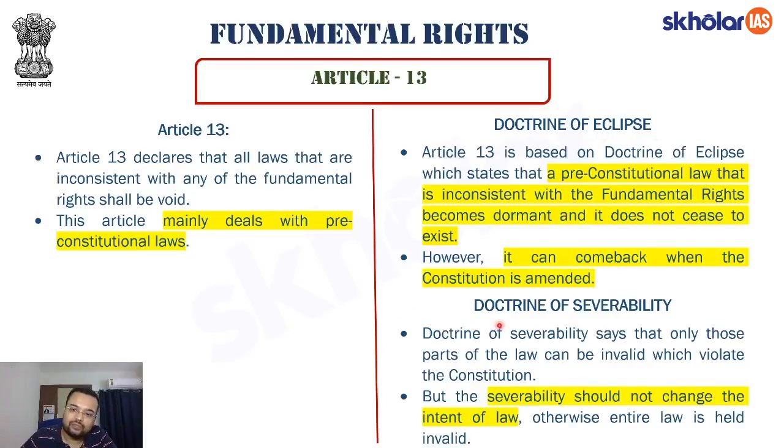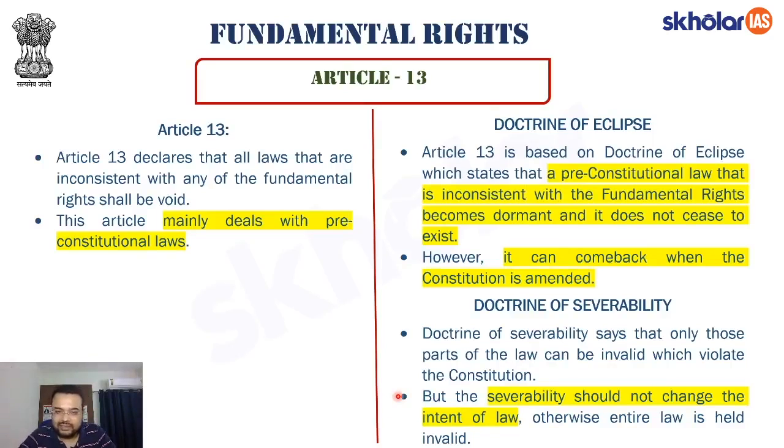Then we have doctrine of severability. What exactly does this doctrine say? Doctrine of severability says that only those parts of the law can be invalid which violate the constitution. But the severability should not change the intent of law, otherwise the entire law is held invalid. Let me just explain it.